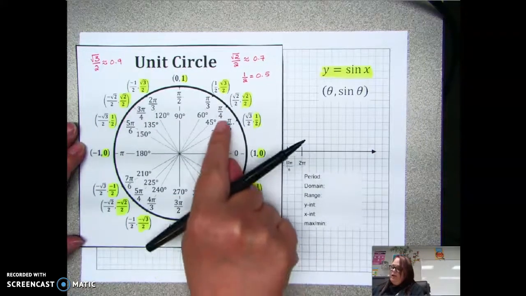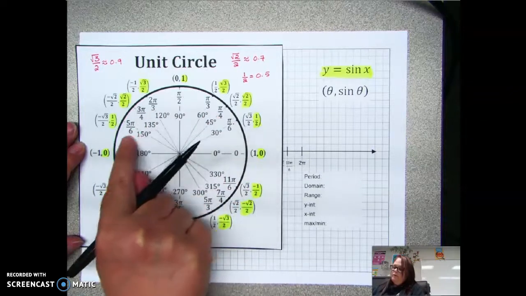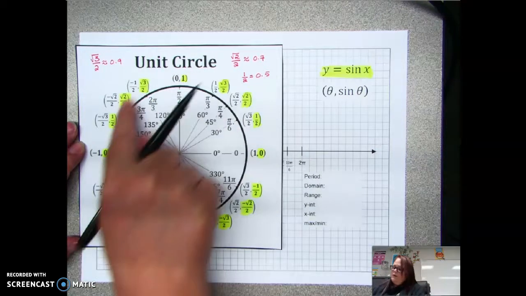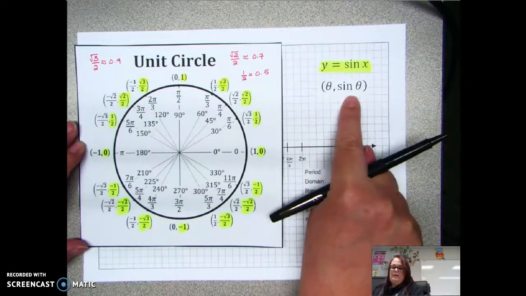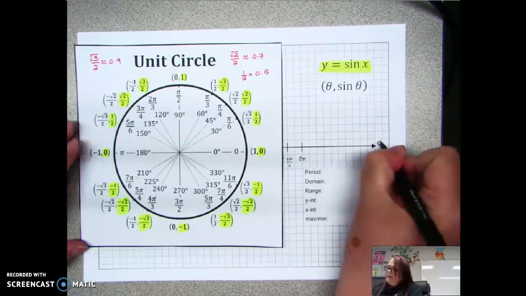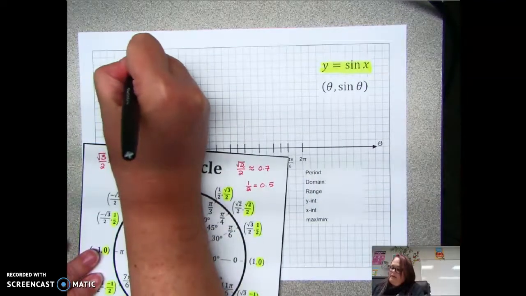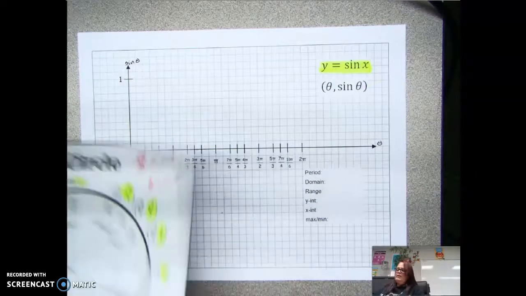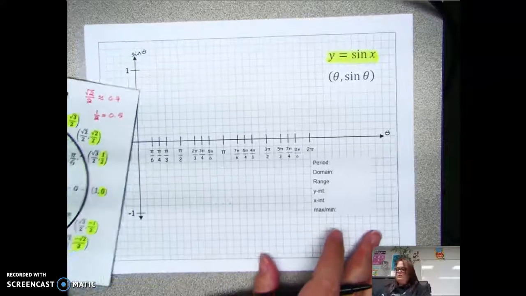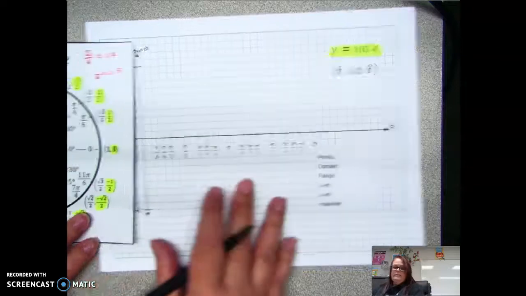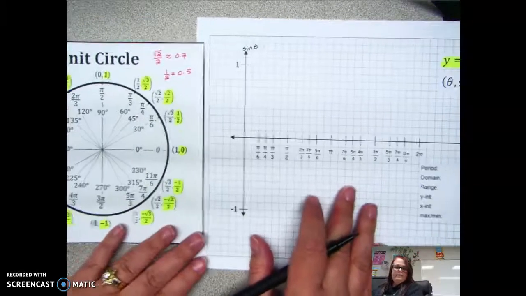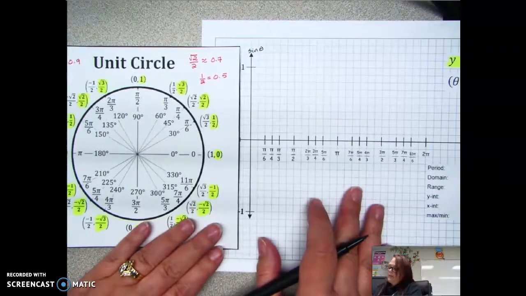And so for each of my theta values that I have going around here, I can say that that y value is the sine of theta. So it's theta comma sine of theta. So again, this is my theta axis and this is my sine of theta axis. You might notice that this changed a little bit because my previous one wasn't the right copy. Okay, so when I take a look at this, I'm going to move this over a little bit so that we can see the unit circle.